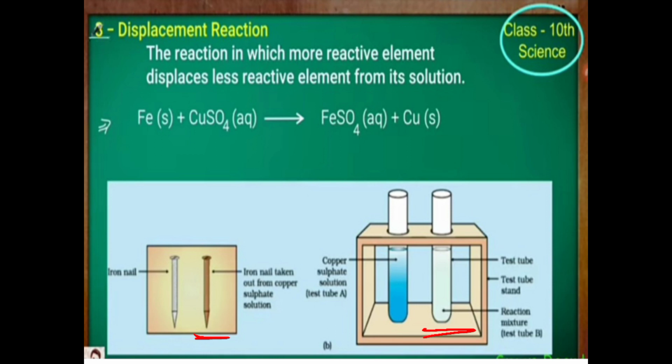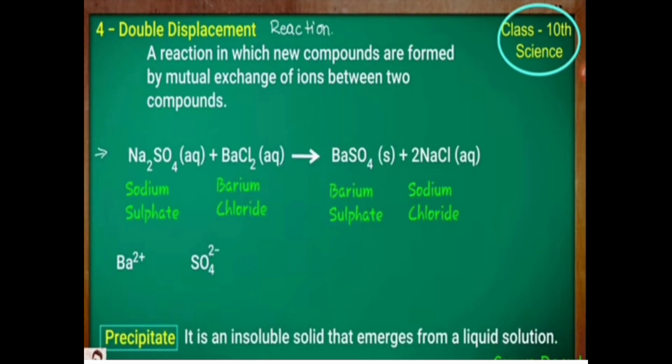Understood that the displacement goes on such that the more reactive element displaces the less reactive element. Your iron is more reactive than copper, so that's why copper is displaced by iron.